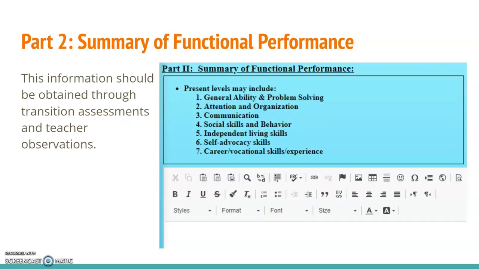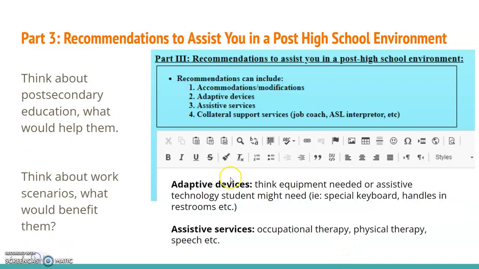Part 2, this information is obtained through transition assessments and teacher observations. So this is a summary of the student's functional performance. This could include their general ability and problem-solving skills, their attention and organization, communication, social skills and behavior, independent living skills, self-advocacy skills, and career or vocational skills, and their experiences with those areas.